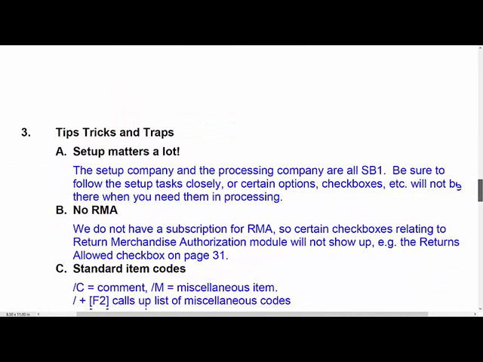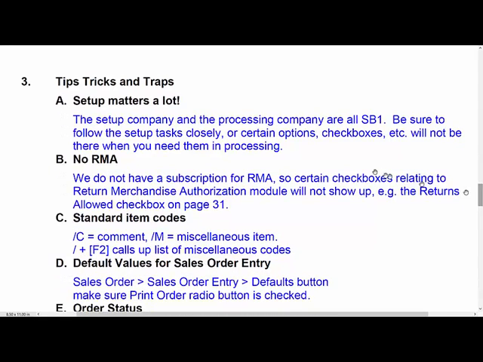So several things here that are kind of a big deal. A lot of students end up being perplexed at the tail end of the chapter because they're trying to find a button that says something and they can't find it, and that's because I think they were a little bit lax in setting up at the beginning of the chapter. This company is SB1 all the way through from setup through processing, so there's lots of options that are selected at the beginning of the chapter.